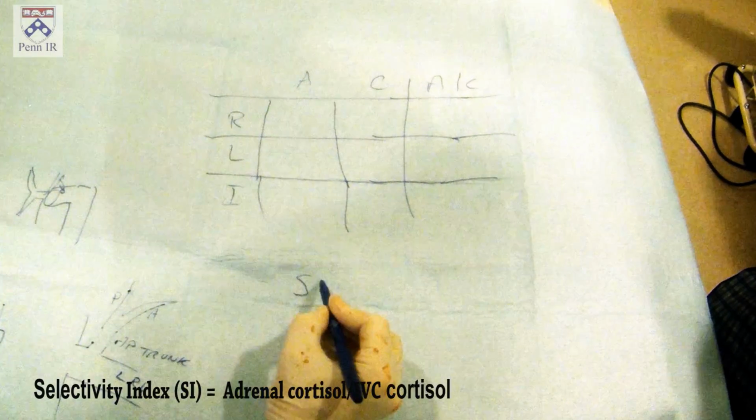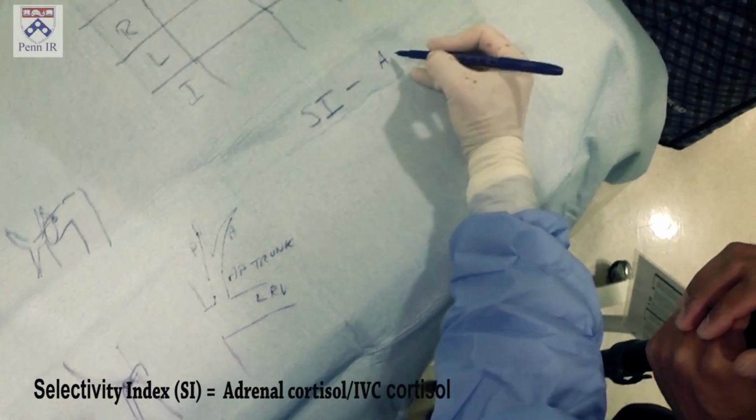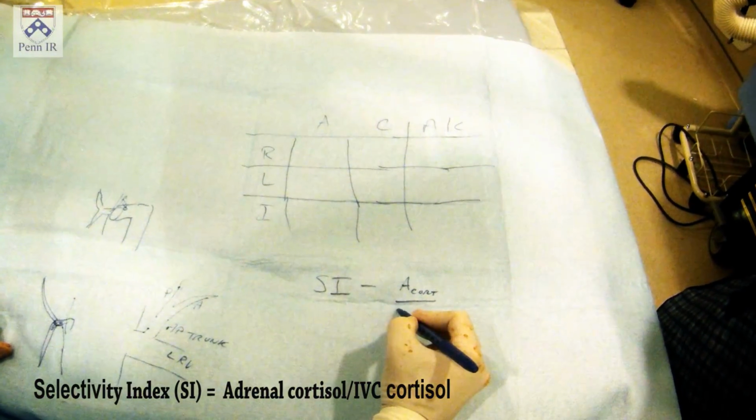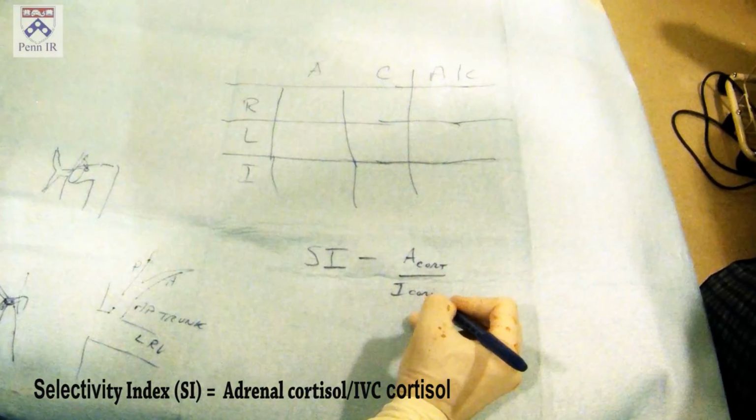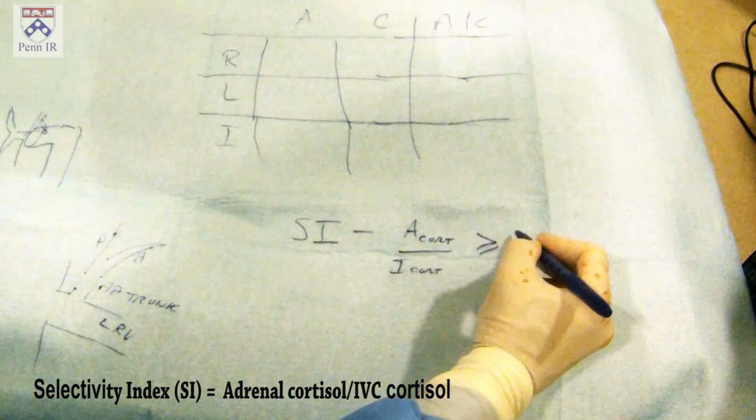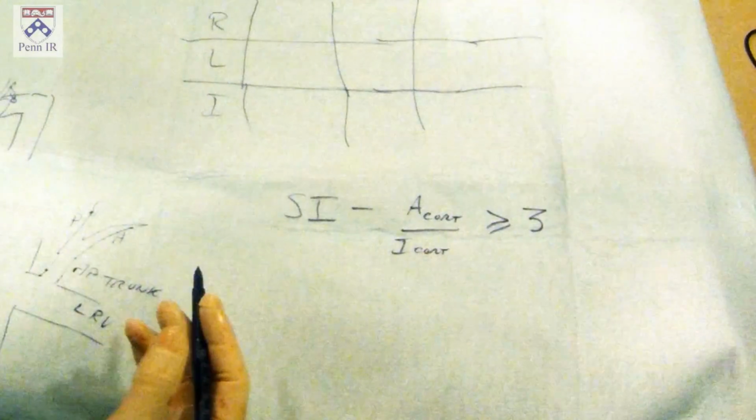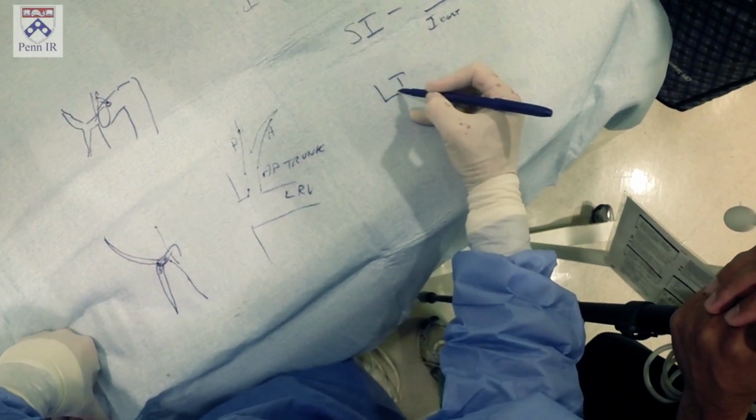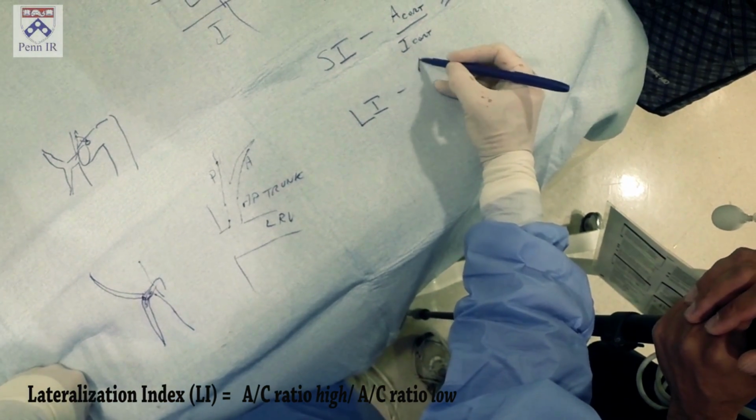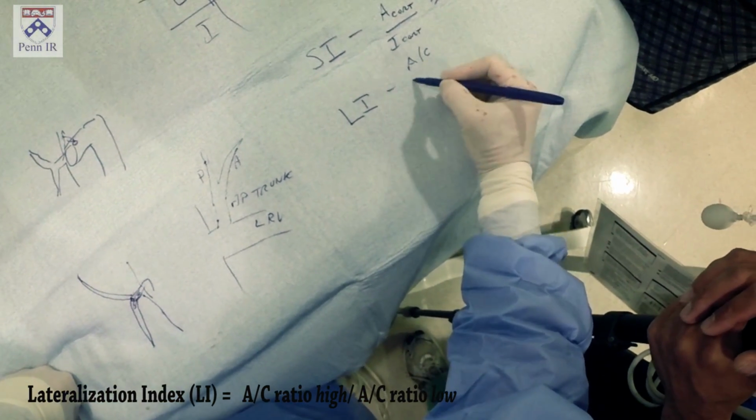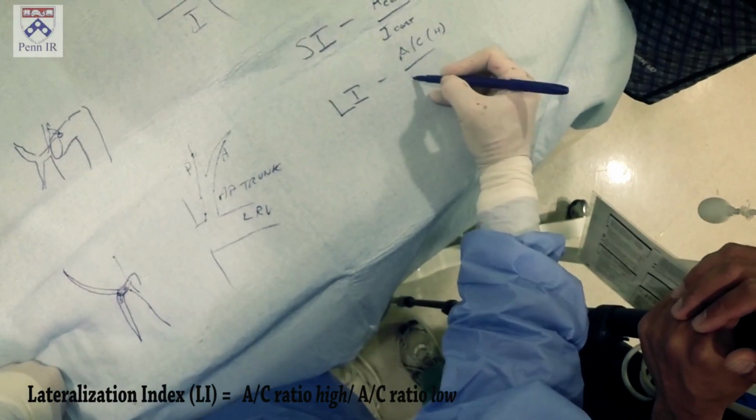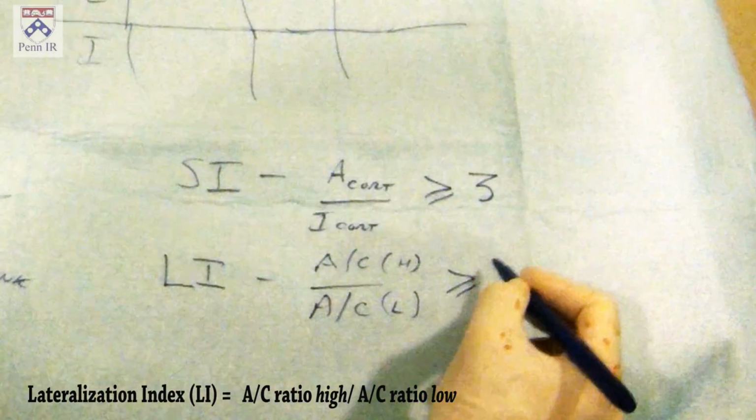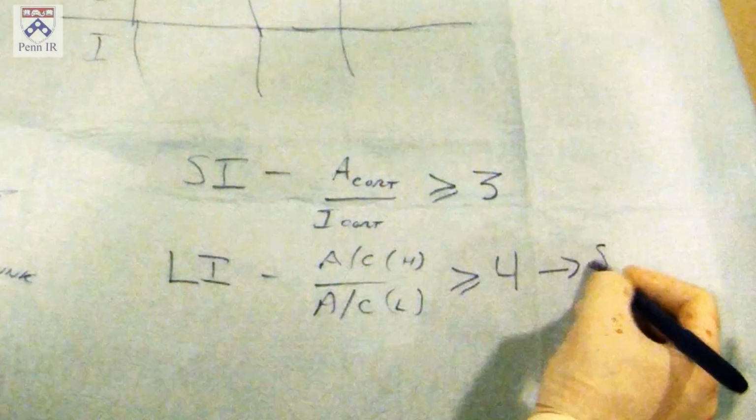And we get something that's called a selectivity index. The selectivity index is the adrenal cortisol divided by the IVC cortisol, and it needs to be greater than or equal to 3 according to present recommendations. I personally use 5, but the present recommendations go for 3. The lateralization index is the higher side AC ratio divided by the lower side AC ratio, and that needs to be greater than or equal to 4 for surgery.